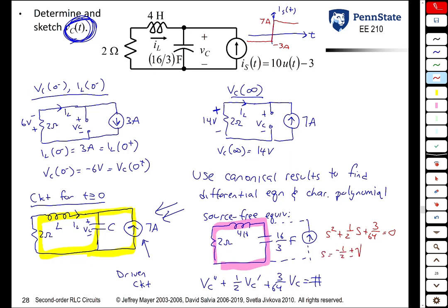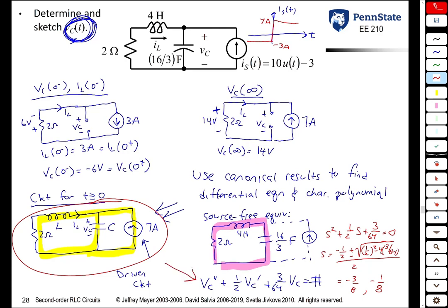S equals minus 1/2 plus or minus the square root of 1/2 squared minus 4 times 3 over 64, all of that over 2. We get minus 3/8 and minus 1/8. I should point out once again that if you did not want to use these canonical results, you could start writing differential equations for this circuit and you would get to this point. But why go through all that work when we have the canonical results that we could refer to?